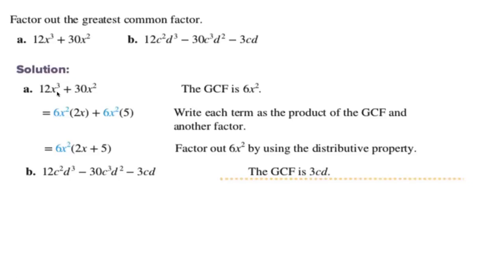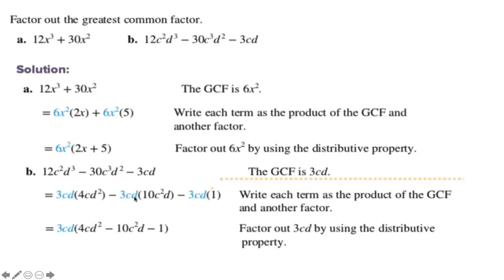Same thing here. Notice 3 is a common factor of the constants, and then CD is the greatest common factor of the other terms. So if I pull that out of all of the terms, then what I have left is this. Again, you always want to check by multiplying it again to make sure that you get the original expression again.